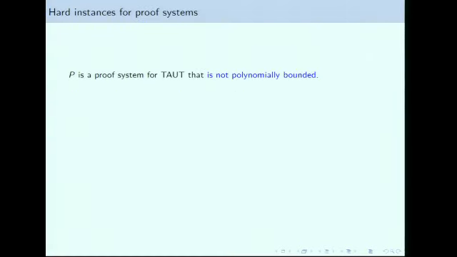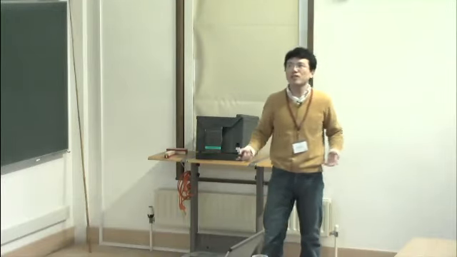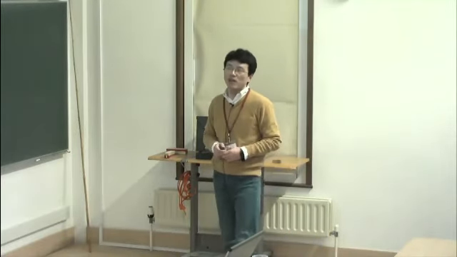So finally, I want to talk about hard instances for proof systems. Again, we can motivate this as follows. Let's say P is a proof system for TAUT that is not polynomially bounded. Then, of course, there exists a sequence of tautologies alpha 1, alpha 2, alpha s, and so on, so that the length of a shortest proof for alpha s in our proof system P is superpolynomial in the length of alpha s. The question is, can we generate such a hard sequence alpha s efficiently?